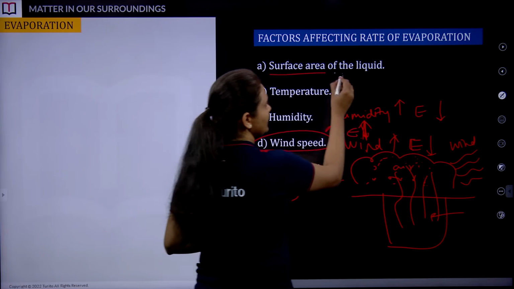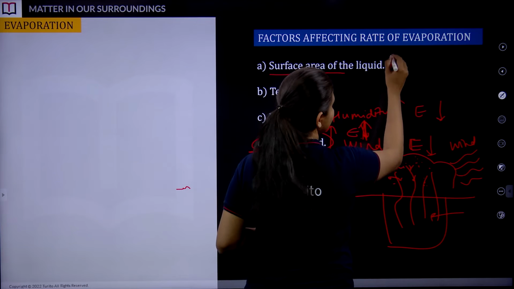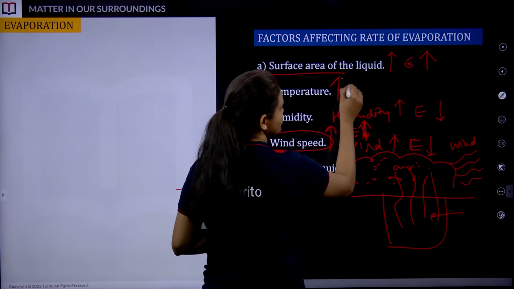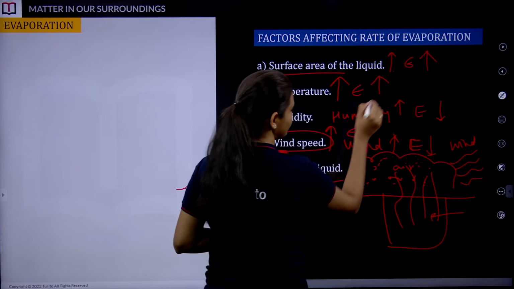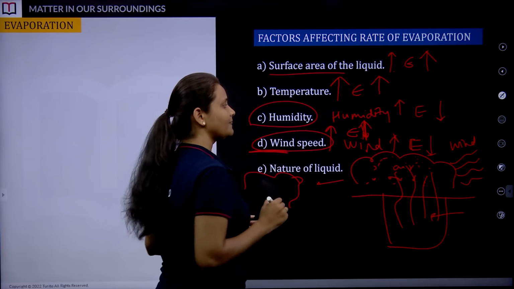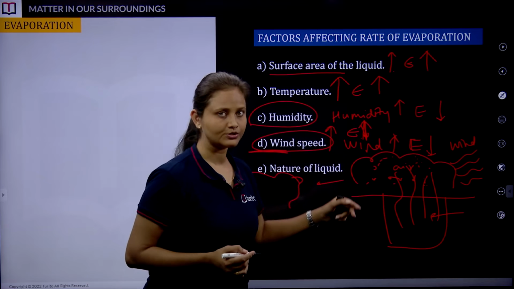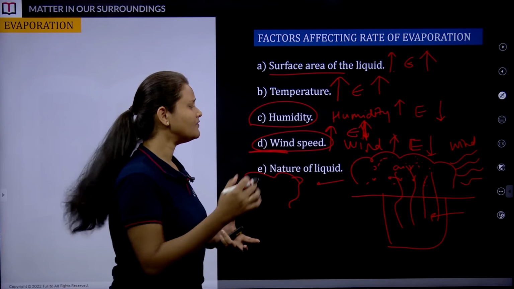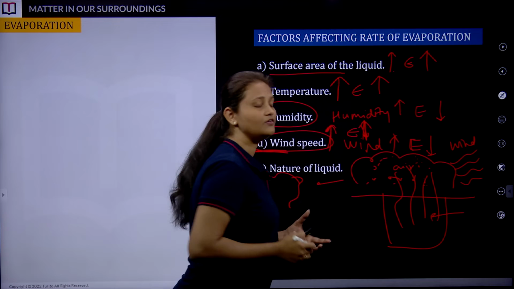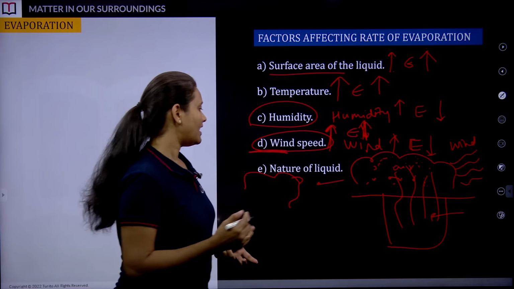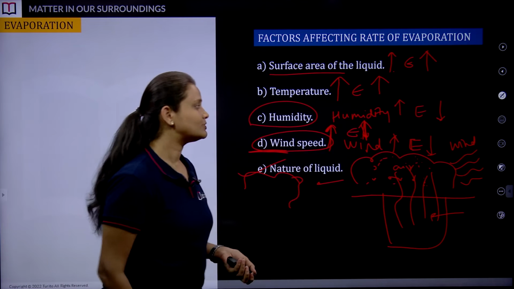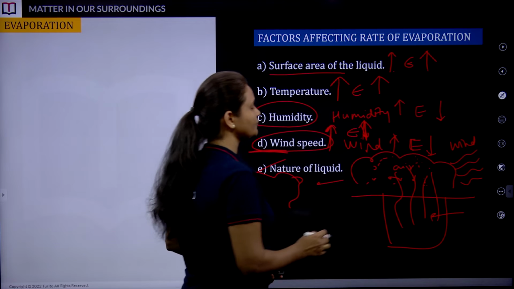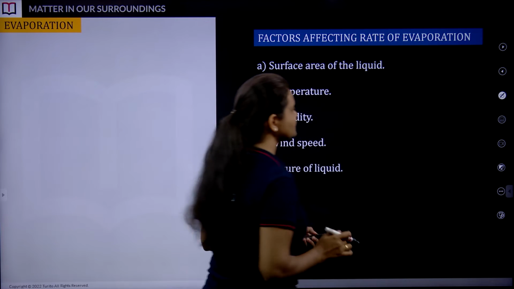So surface area, if it increases, evaporation increases. Temperature, if it increases, rate of evaporation increases. If humidity is there in the air, evaporation rate falls down, correct. Wind speed, if it is increasing, basically evaporation increases. And we have covered the nature of the liquid also. It varies liquid to liquid. Alright. Is there any confusion, students? Okay, let's move ahead.